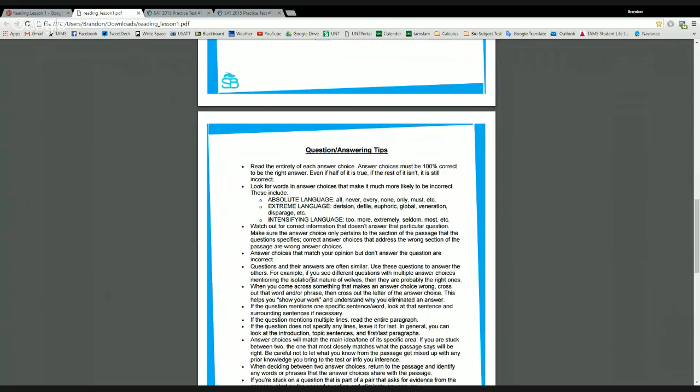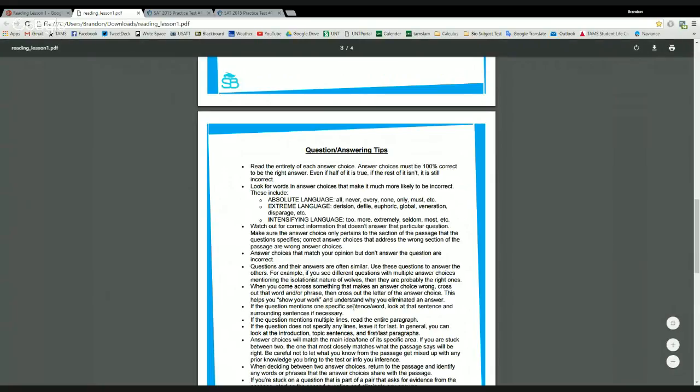When you come across something that makes your answer choice wrong, cross it out, then cross out the letter of the answer choice. This helps you show your work and understand why you eliminated the answer. So let's say you do find a word with absolute language, extreme language, or intensifying language in the answer choice. Cross it out and then cross out the letter itself so you know why you answered the question how you did and why you crossed out an answer choice if you did.